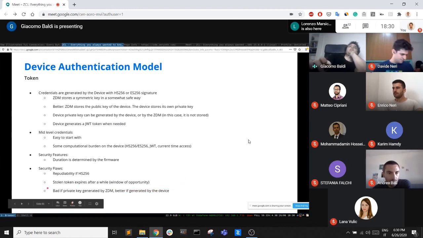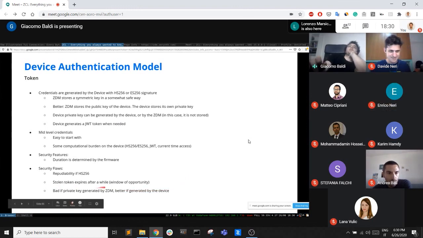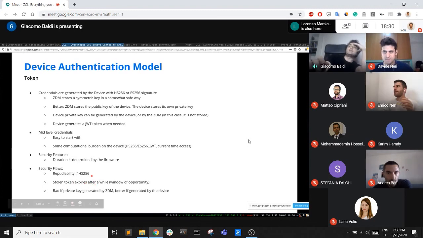Well, it is bad if the keys are generated by the ZDM. There are windows of time where the token can be stolen and can be reused by a Black Hat to identify oneself as the device. And then if you use a symmetric key, you are going to have repeatability problems. How do we do things better?